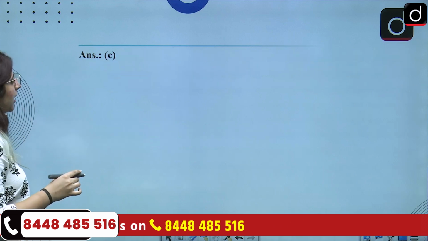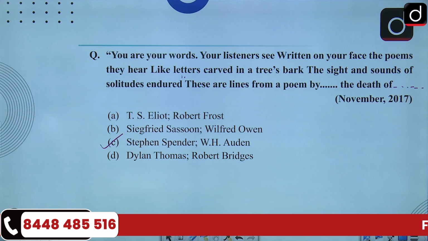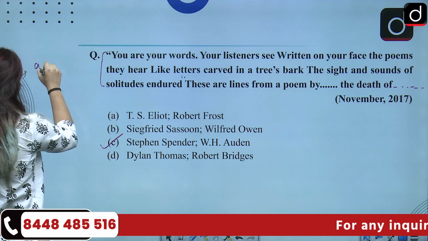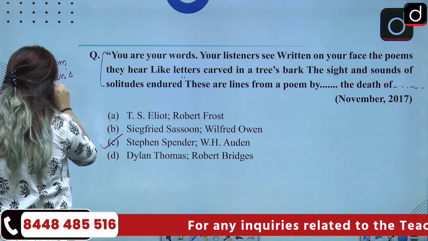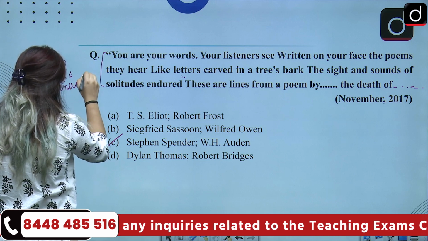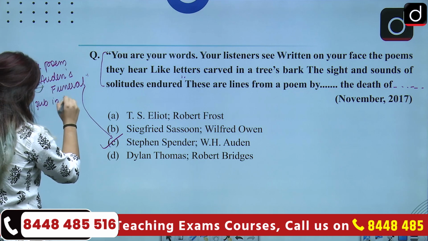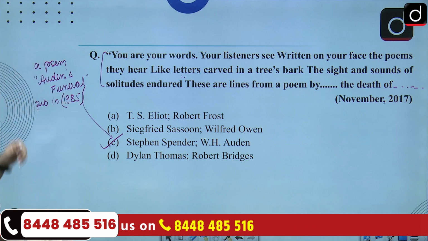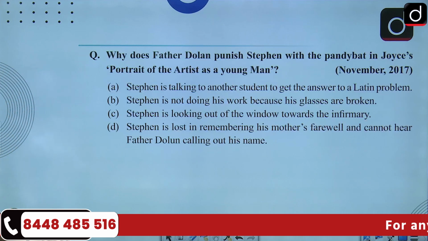These are the lines by Stephen Spender on the death of W.H. Auden. The right answer is, these lines are from a poem named Auden's Funeral by Stephen Spender, of course, published in the year 1985. Okay, it came in 1985. Stephen Spender on W.H. Auden. Auden's Funeral was the name of the poem.